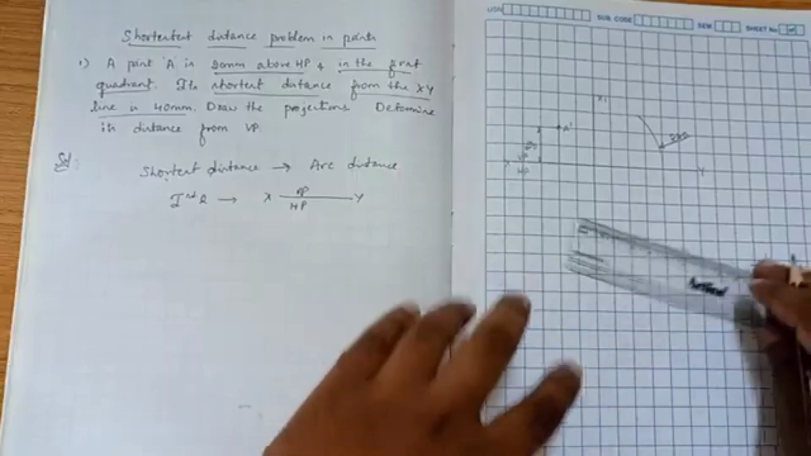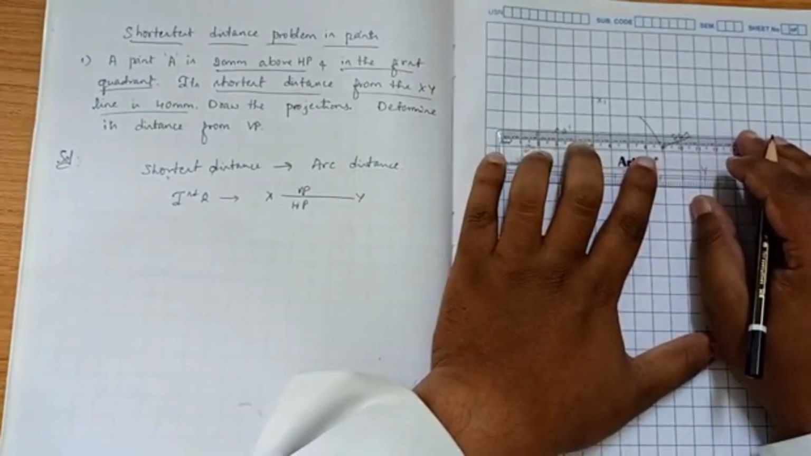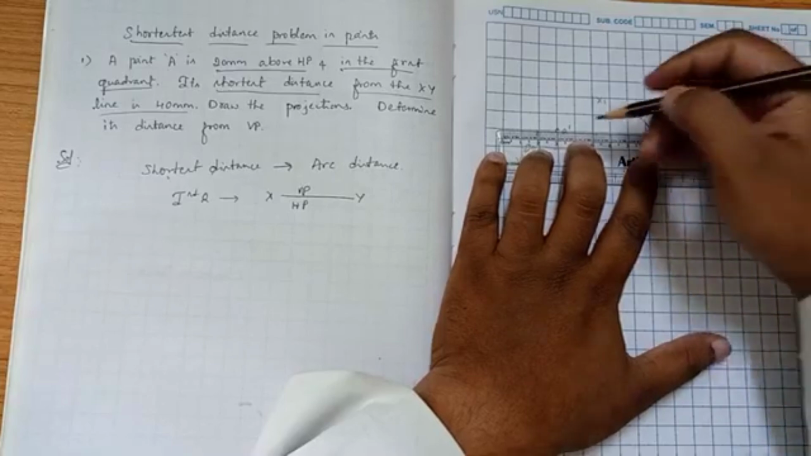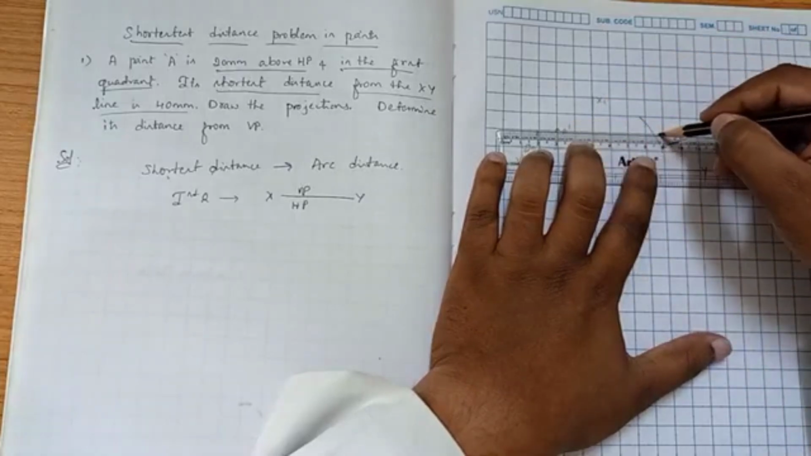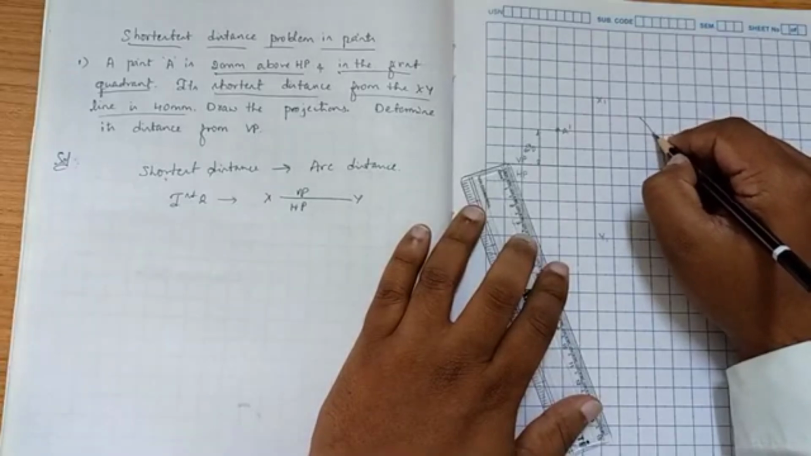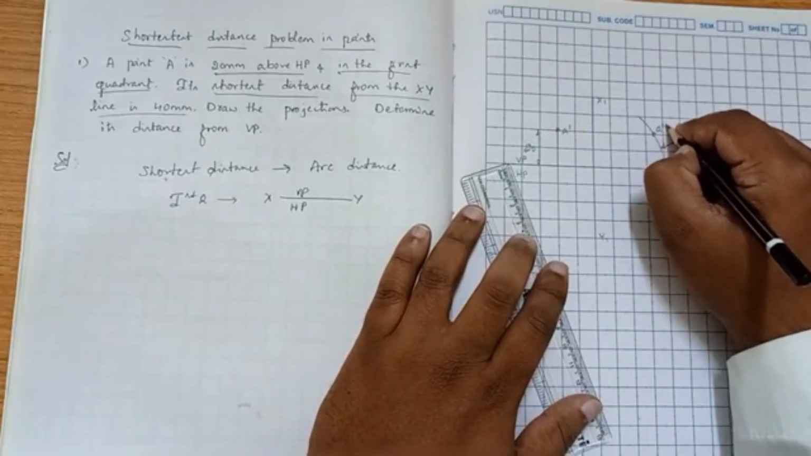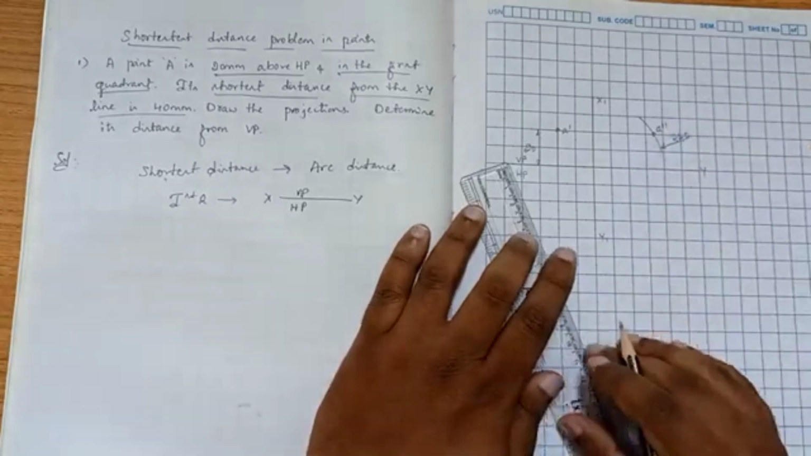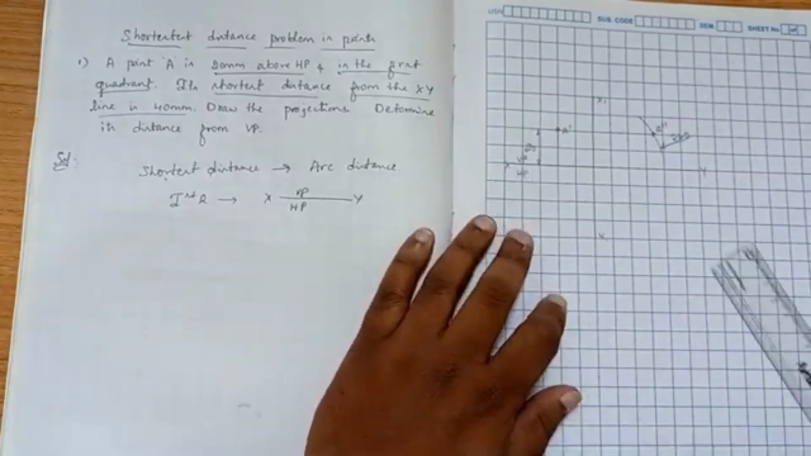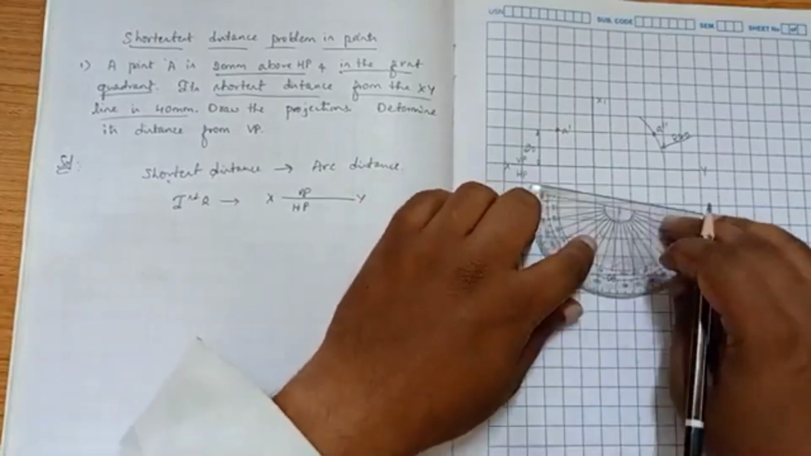After drawing the arc, from this front view we will be drawing a straight horizontal line. As it is intersecting the arc, this point is nothing but our side view, that is A double dash. Now we have to draw the top view. For that, in this case we will be drawing a 45-degree angle line.